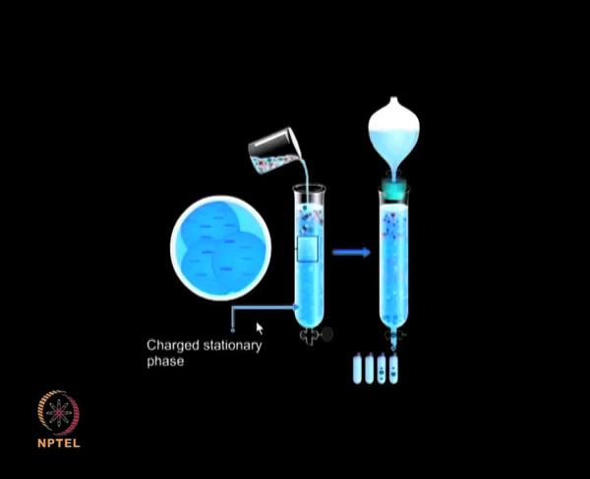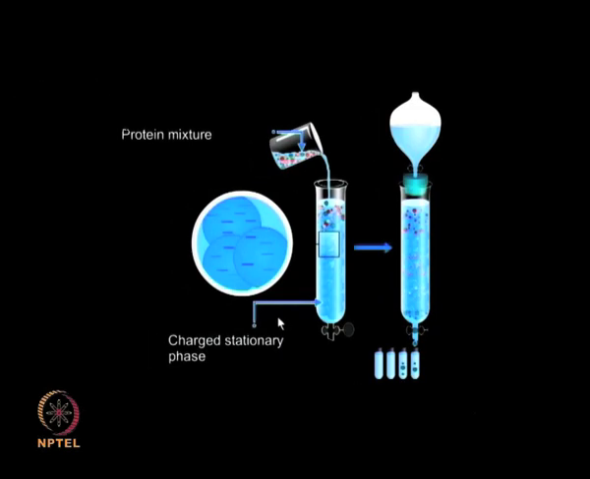The charged stationary phase. The column stationary phase consists of a positively or negatively charged polymeric matrix, which will bind molecules of the opposite charge. Commonly used ion exchangers include negatively charged carboxymethyl cellulose or CM cellulose, which is a cation exchanger, and positively charged DEAE cellulose, which is an anion exchanger.